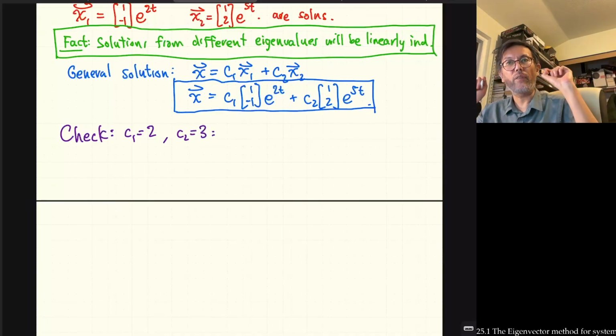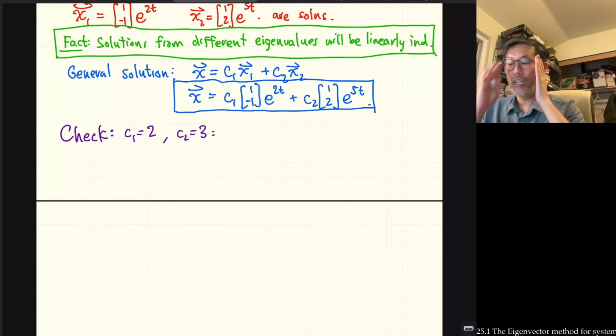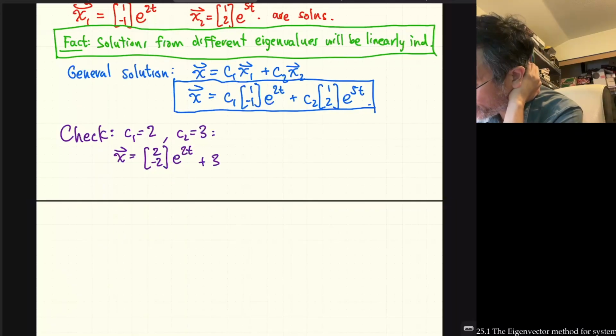So we're going to fix values for C1 and C2. I don't know why I'm doing it this way. I just want you to see something very concrete. Then what we get is that x, our proposed solution in this case, is going to be the vector 2, negative 2, e to the 2t plus 3 times 1, 2, which is 3, 6, e to the 5t.